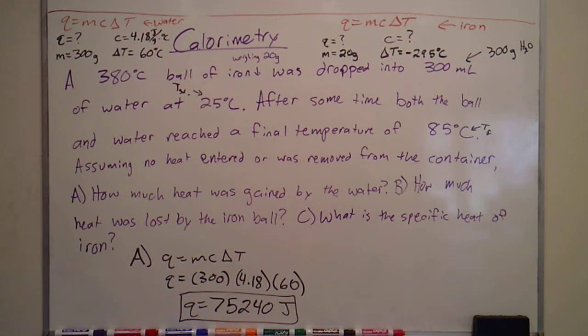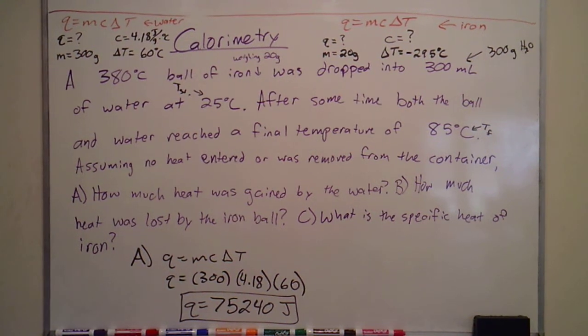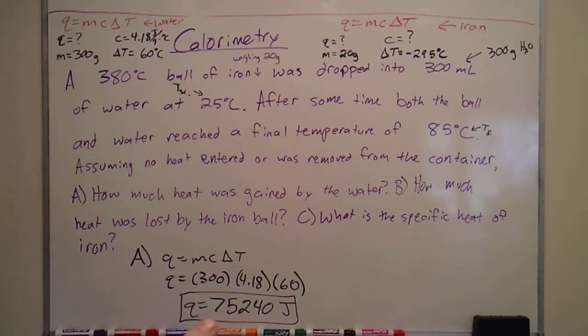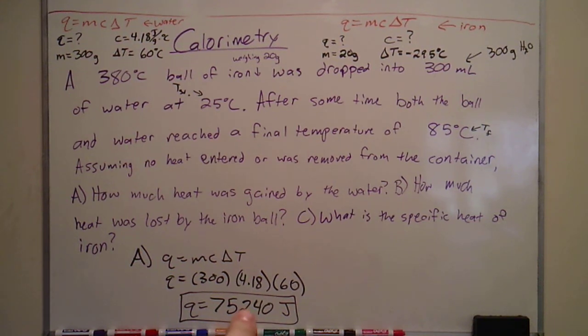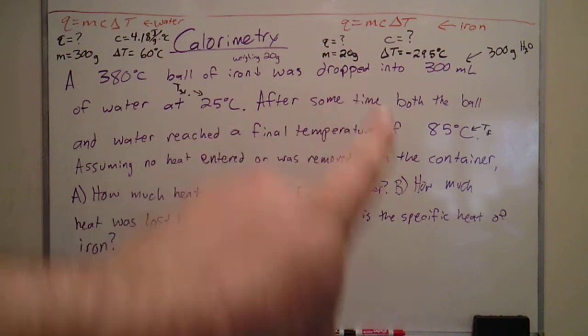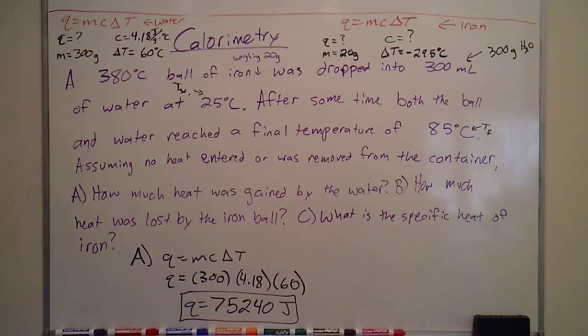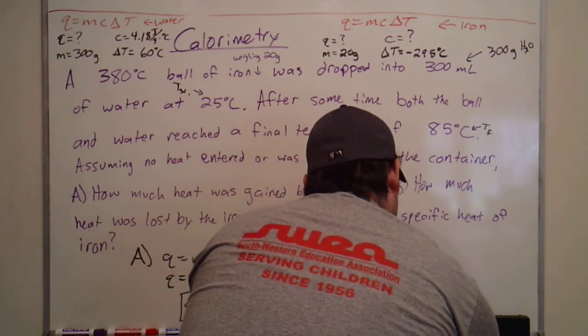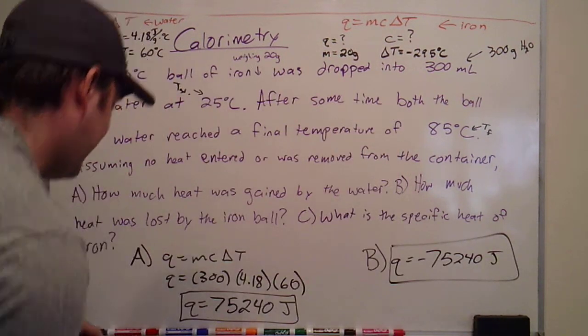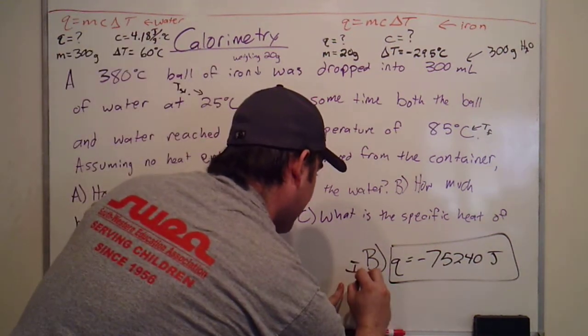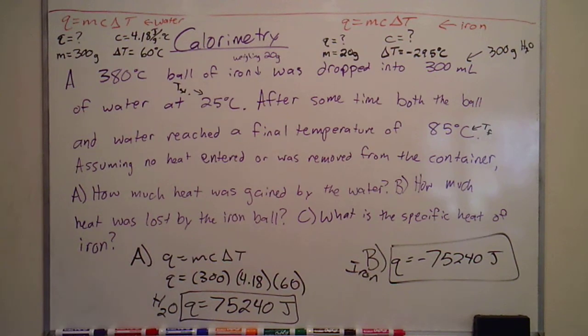Part B, how much heat was lost by the iron ball? Okay, so remember, just like we talked about at the beginning of this video, however much heat was gained by water has to be lost by the other thing. They're going to be the exact same number, only the one in part A is positive because the water gained heat. The one in part B is negative because you lost that heat. Okay. And again, this is for water. This is for iron. Okay. Whichever one is positive, the other one's going to be negative. All right. In the next video, we're going to solve for part C, and then that should be it.